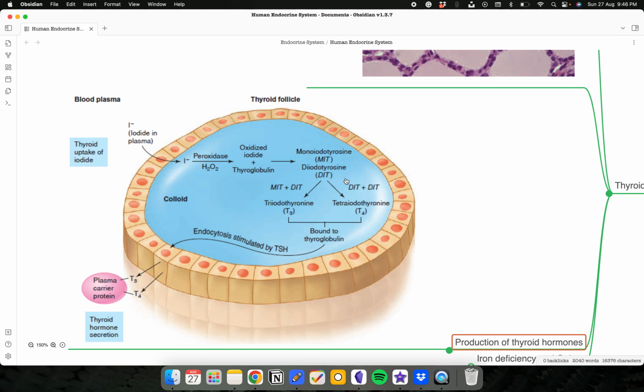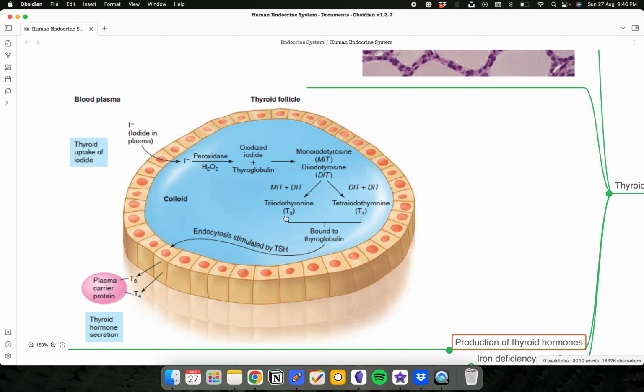Over here, DIT plus DIT, that means both molecules have two iodines, so there are a total of 4 iodines. That is called tetraiodothyronine. So that's how triiodothyronine and tetraiodothyronine are produced.